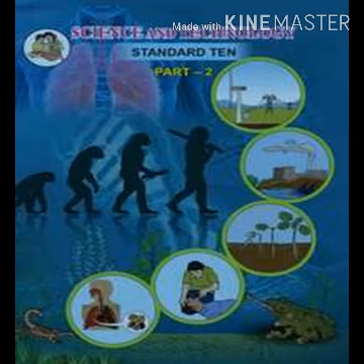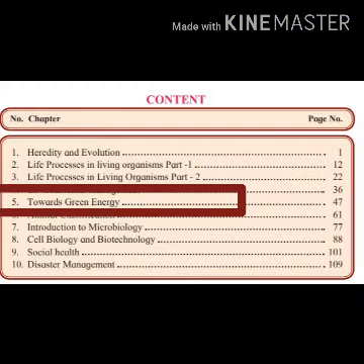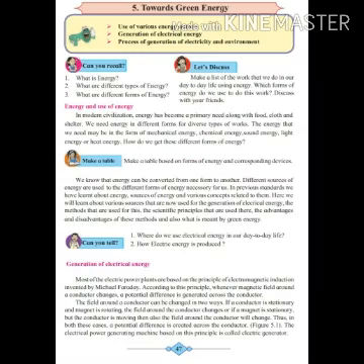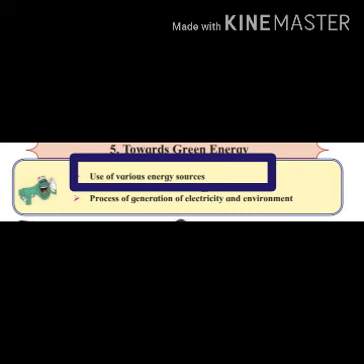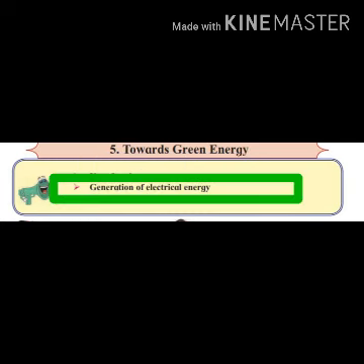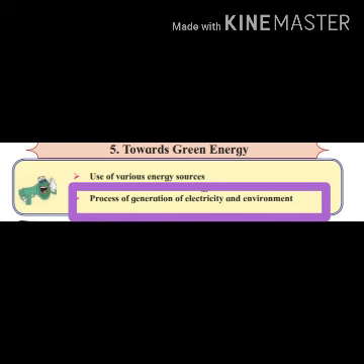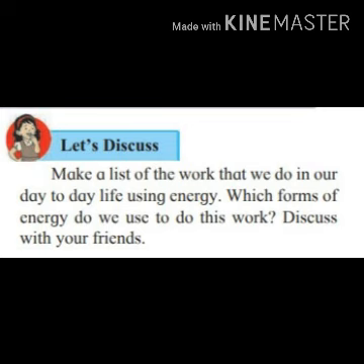Today we will be learning Science 2, lesson number 5, Towards Green Energy. In this lesson, we will study use of various energy sources, generation of electric energy, process of generation of electricity and environment. Make a list of work that we do in our day-to-day life using energy.